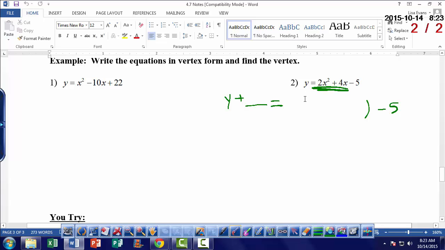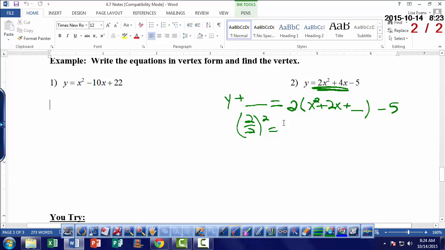We're going to factor a 2 out, but we can't make it disappear because on the left we would then have y divided by 2, and we don't want that. So we're just going to factor it out. So when I factor a 2 out, I'm left with x squared plus 2x. I'm going to go ahead and write my blank. Now we're going to do the b over 2 and square it. 2 divided by 2 is 1 squared.